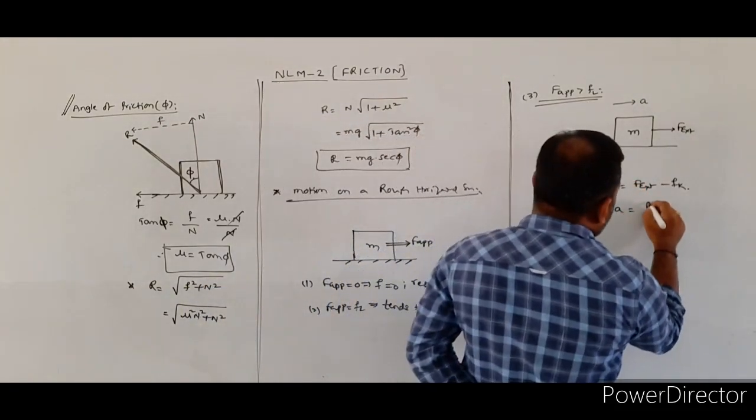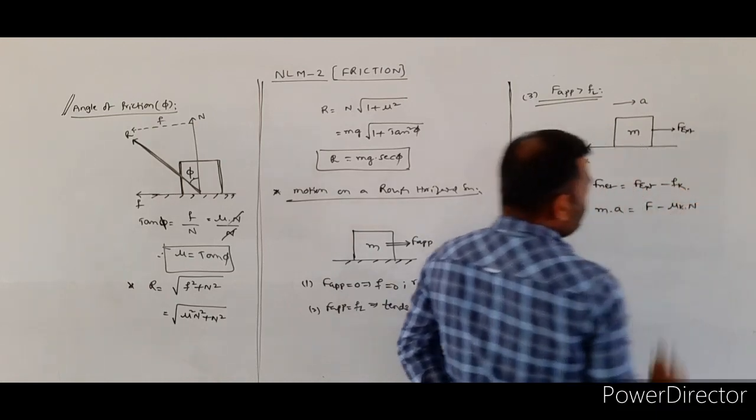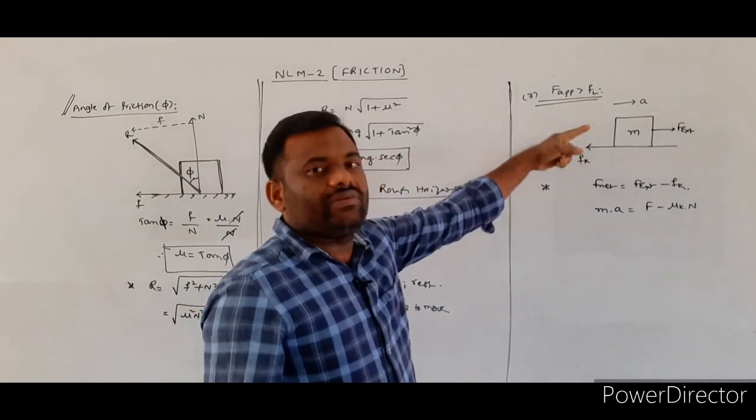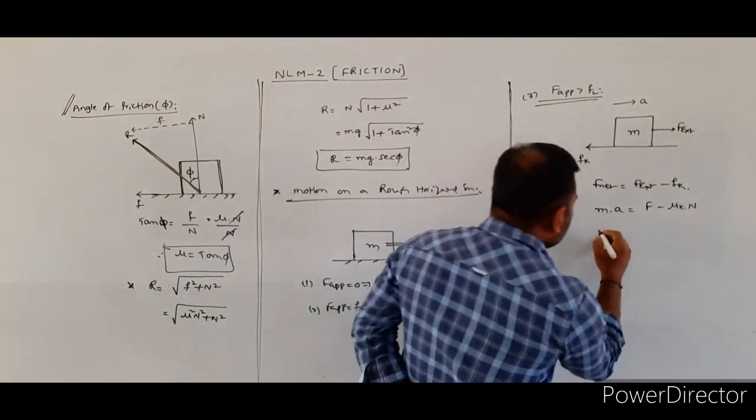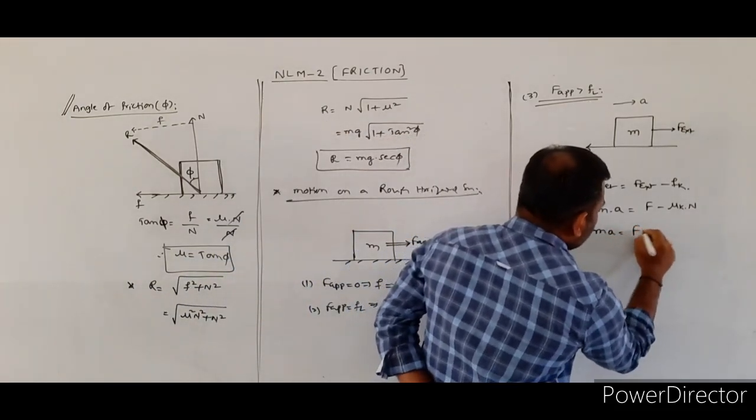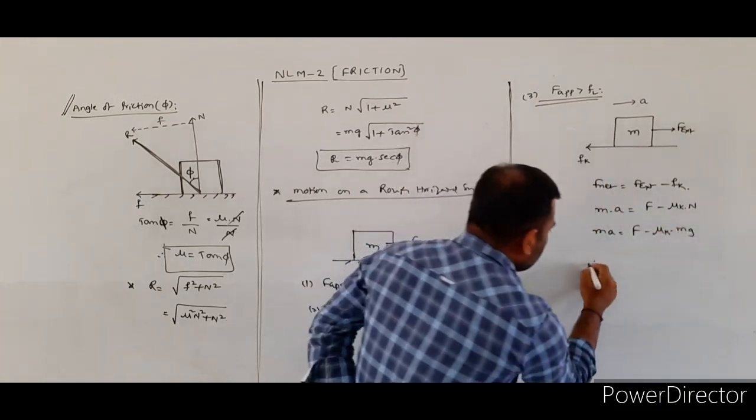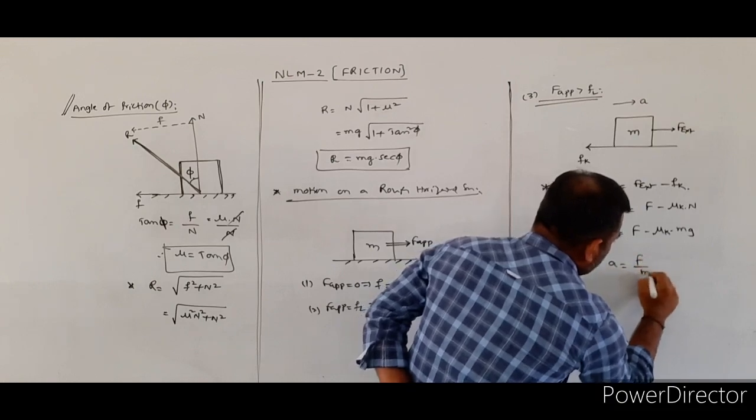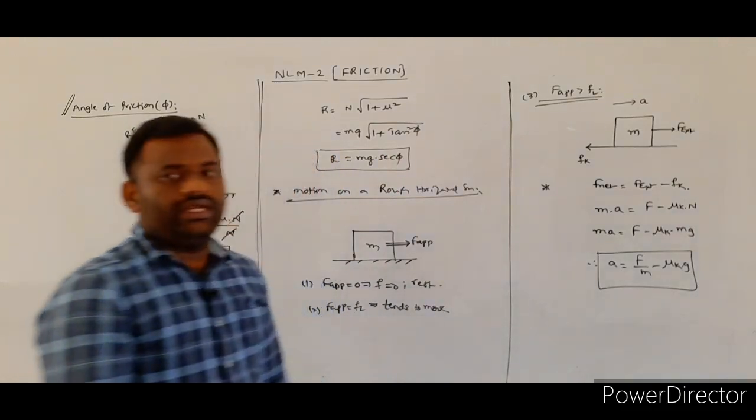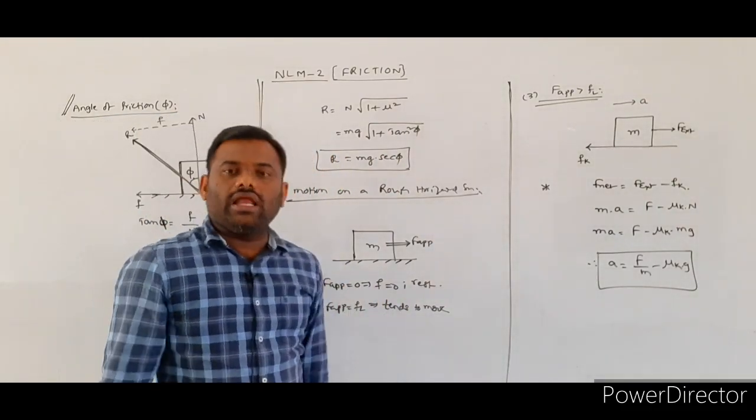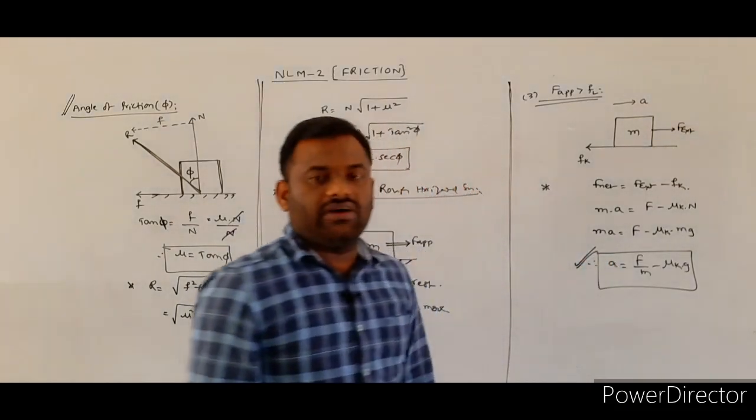So F external, let it be F, and the frictional force is mu k into N. Since the surface is horizontal, the normal reaction value is equal to mg. So if you calculate the acceleration value, mu k into the normal reaction value is mu k mg. Therefore, the acceleration of the block is equal to F by m minus mu k into g. So this is the motion of the block along the horizontal rough surface. Like this we have to calculate the acceleration of the block.